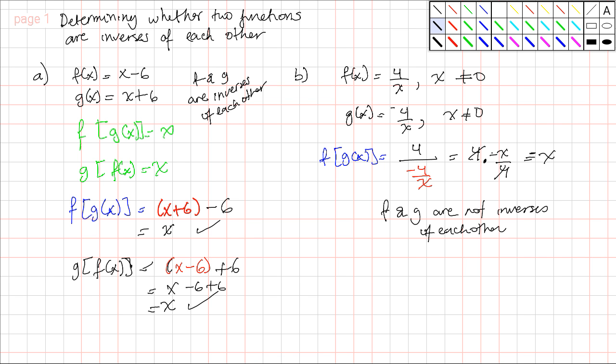But in ALEKS, you may be asked to also calculate g of f of x and to find what that is. So I'm going to do this one too. g of x equals negative 4 over x. So we would have negative 4 over x, which is also negative x, and it does not satisfy the second condition either.